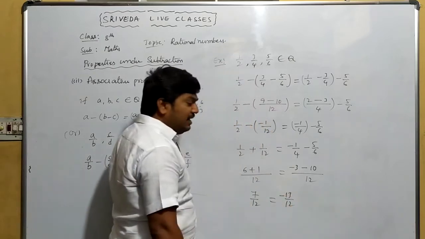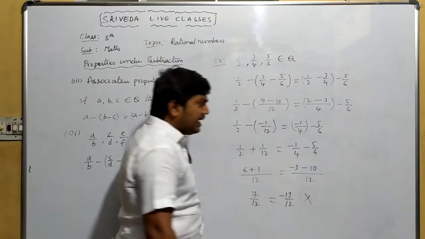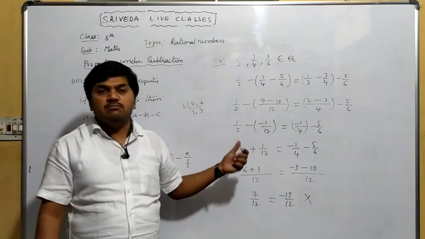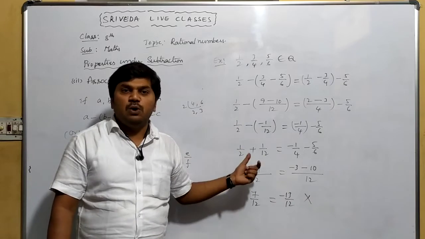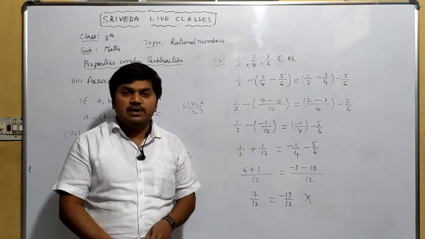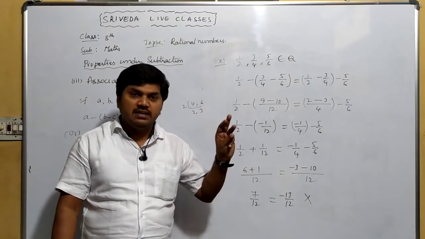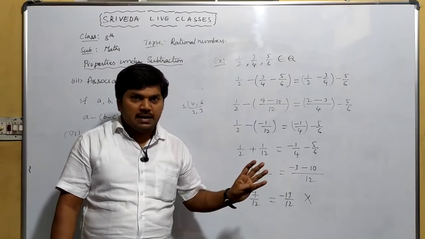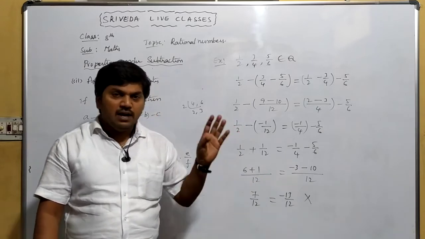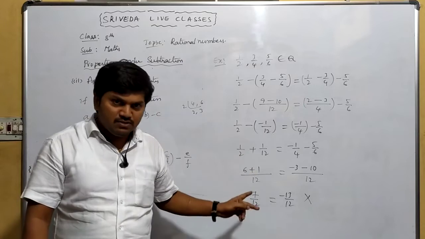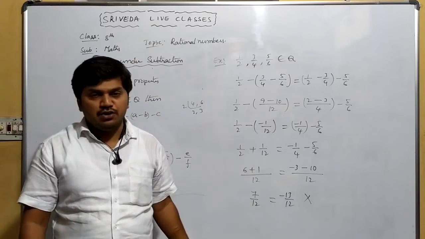Both are not equal, it is false. So that's why we can say that rational numbers are not associative under subtraction. So first, rational numbers do not satisfy commutative under subtraction. It is not commutative. It is not associative under subtraction.